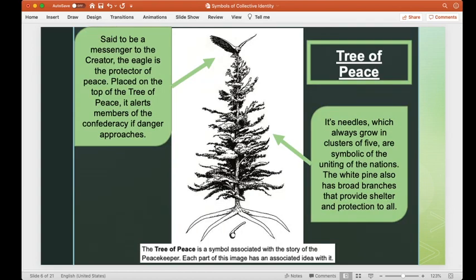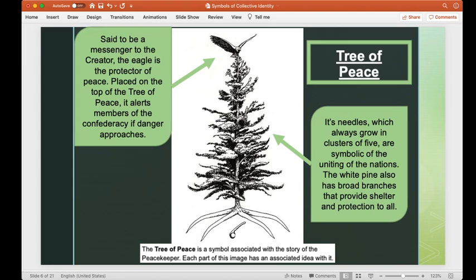The next one is the Tree of Peace, and we're going to break down some of the things that you've already seen. The Tree of Peace is a symbol associated with the story of the Peacemaker. Basically, it's an image that represents the actual story of the creation of the Iroquois Confederacy. Each part has an image associated with it, and a message.